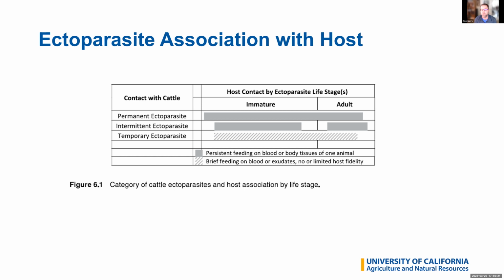Intermittent ectoparasites will live with the animal either during their immature stage or during their adult stage, but typically not both. And there's usually a break in between those two. So a break where they're leaving the host. And then temporary ectoparasites can be associated with the animal, with the cattle in this case, at any point through the immature or adult stage, but that association is very brief, and the insect or the arthropod does not stay long in association with the cattle.